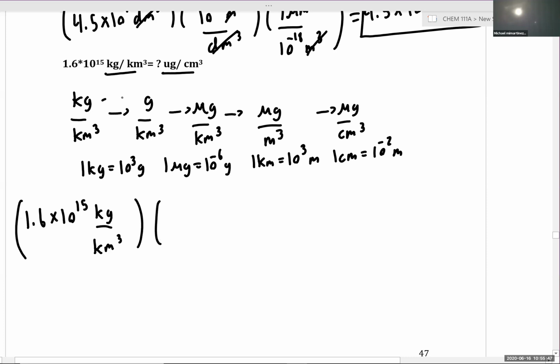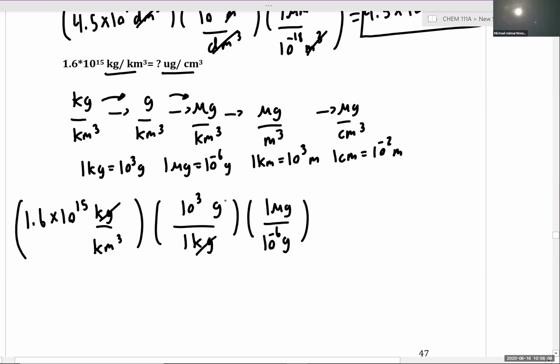To go from kilograms to grams, we need units of grams on top. So we know we have 10 to the third grams per every 1 kilogram. To go from grams to micrograms, we need units of micrograms on top. So we have 1 microgram per 10 to the negative 6th grams. Kilograms cancel, grams cancel. We're left with our desired units of micrograms on the top.